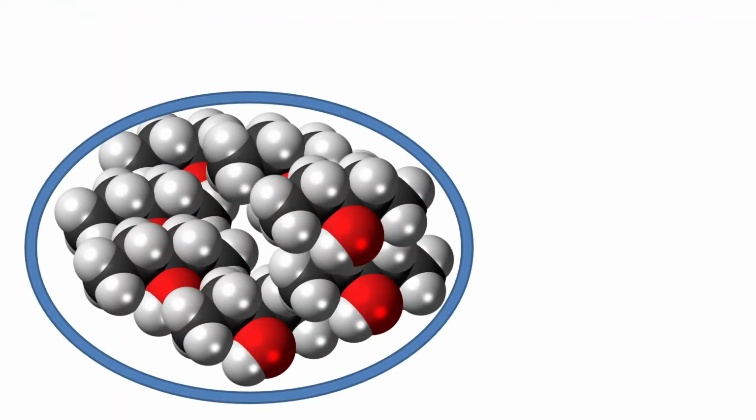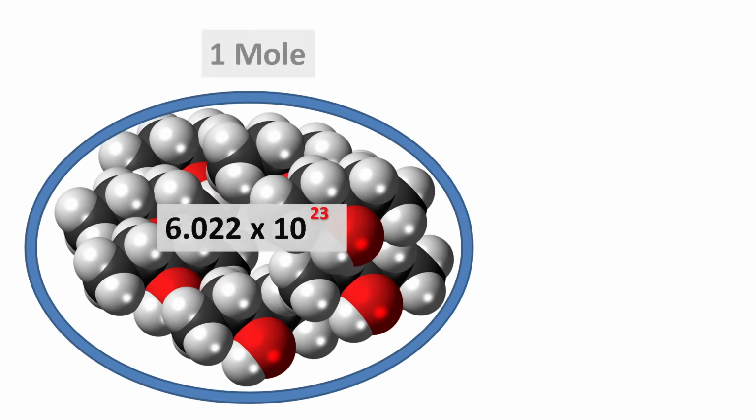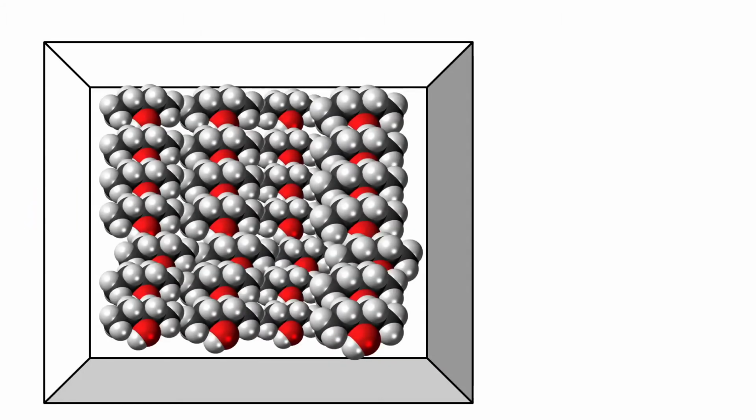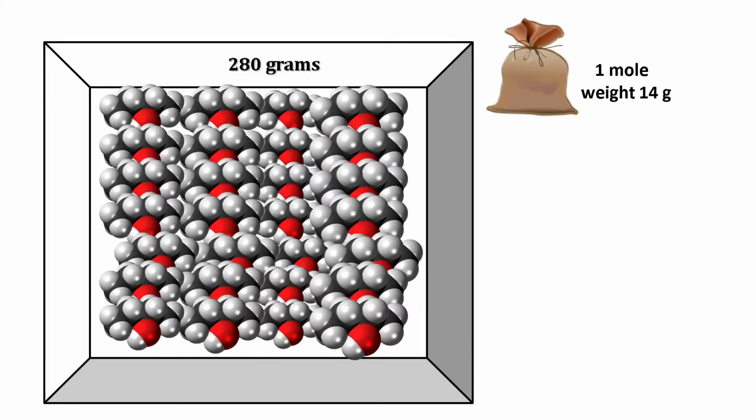In this example, we have 6.022 times 10 to the power 23 molecules, which is 1 mole. Let's say that the weight of 1 mole of these molecules is 14 grams. Now we have a basket containing these molecules, which has a total weight of 280 grams. We have already been told that 1 mole of these molecules weighs 14 grams.